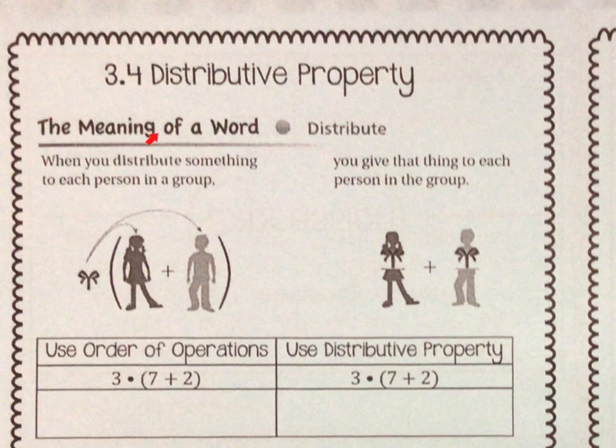And the meaning of a word, so distribute. When you distribute something to each person in a group, you give that thing to each person in the group. So you can see right here, it looks like this is supposed to be a shirt. I know it looks just like a bow, but it is a shirt. So you're going to give everybody in the group the shirt. So you can see this shirt went to this girl and it went to this boy. That's why the girl has a shirt, the boy has a shirt. So we distributed something.